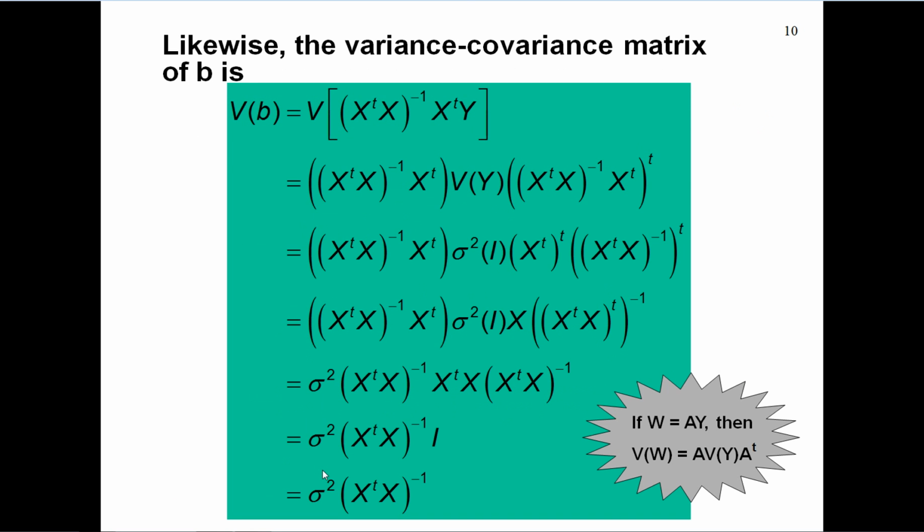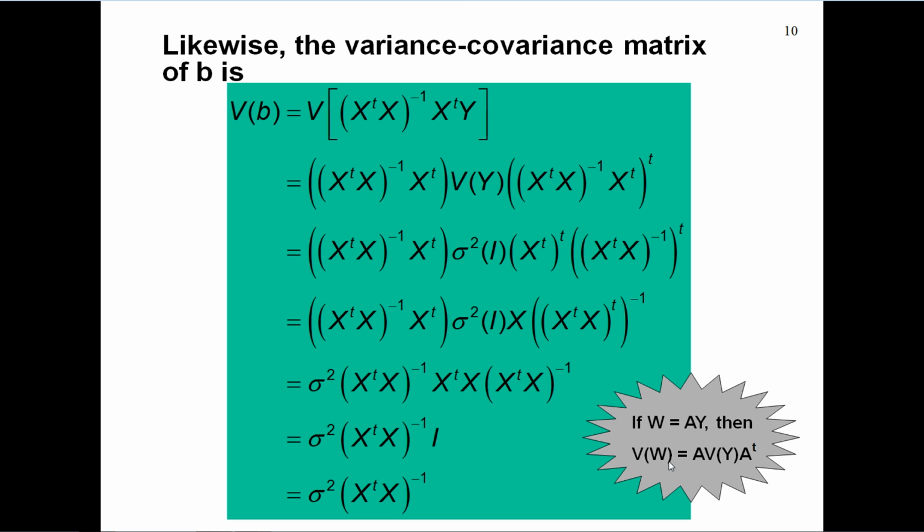Similarly, we may want to compute the variance of these estimated regression coefficients. Remember, B in this case is a vector. It is the vector B0, B1. And it turns out that the variance of that vector can be written, and I'll just ask you to follow through the steps here. They're pretty straightforward.